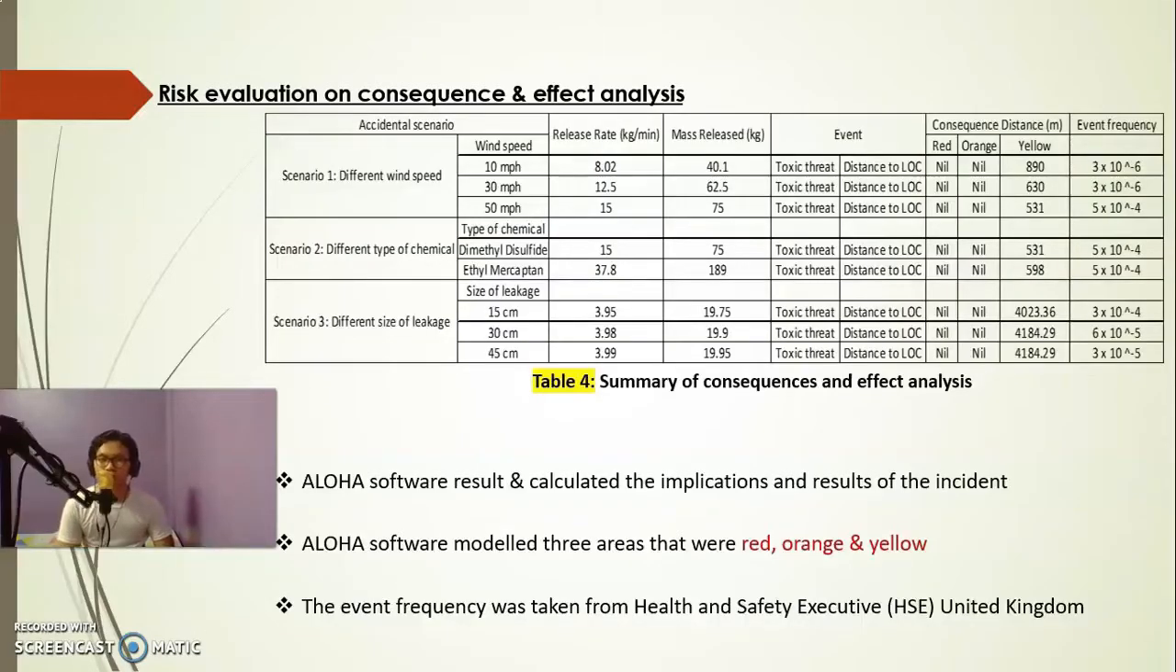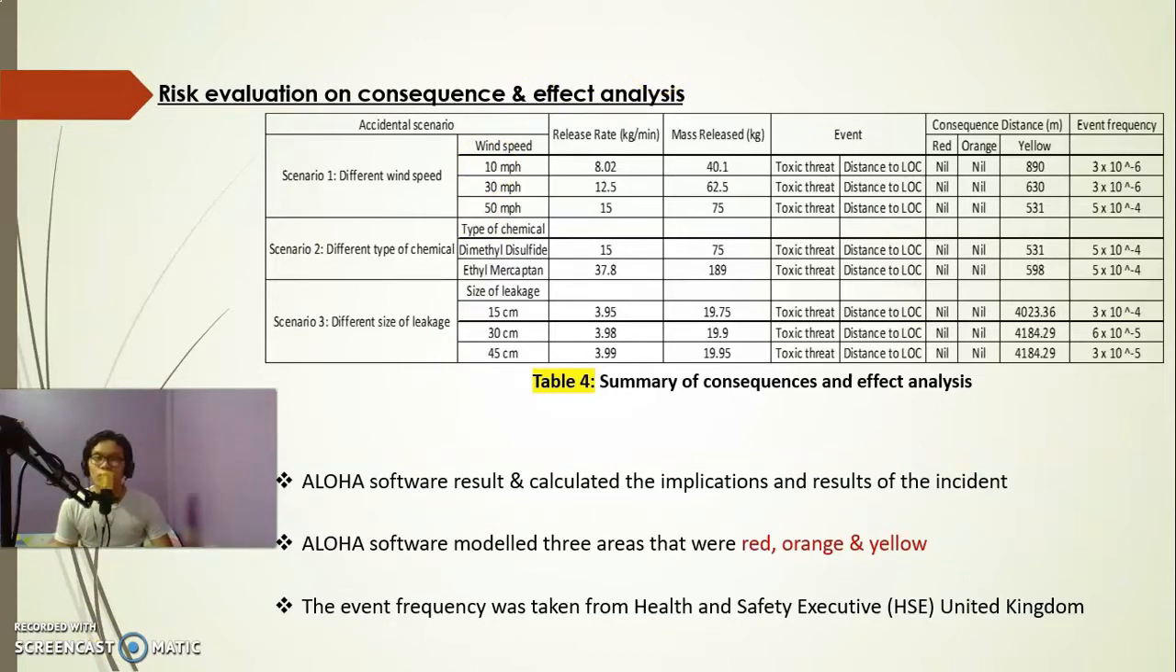Risk evaluation on consequence and effect analysis. Based on our project, we have 3 different scenarios: the first one is different wind speed, the second one is different type of chemical, and the third one is different size of leakage. So basically, as you can see here, in the first scenario we have 3 different wind speeds, which are 10 mph, 30 mph, and 50 mph.